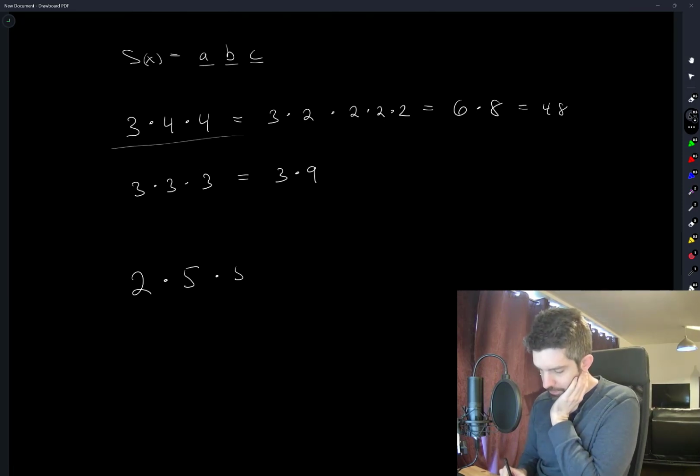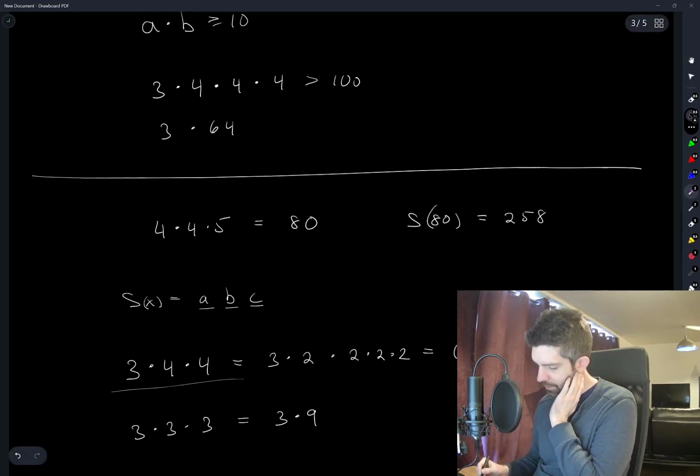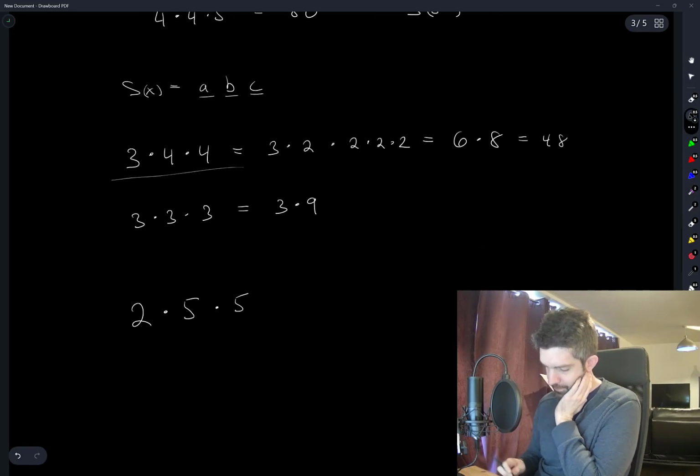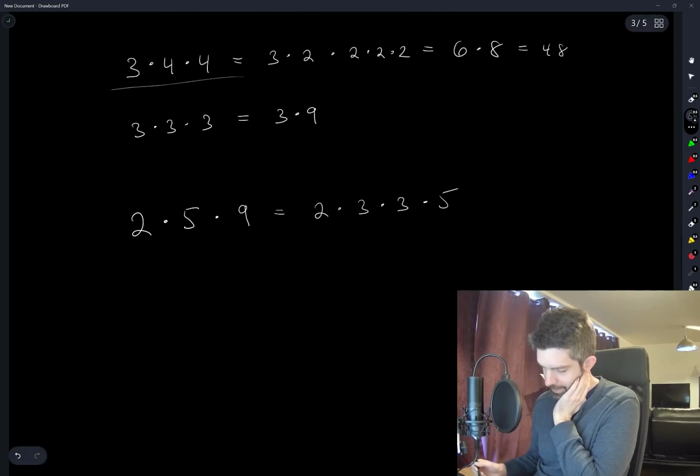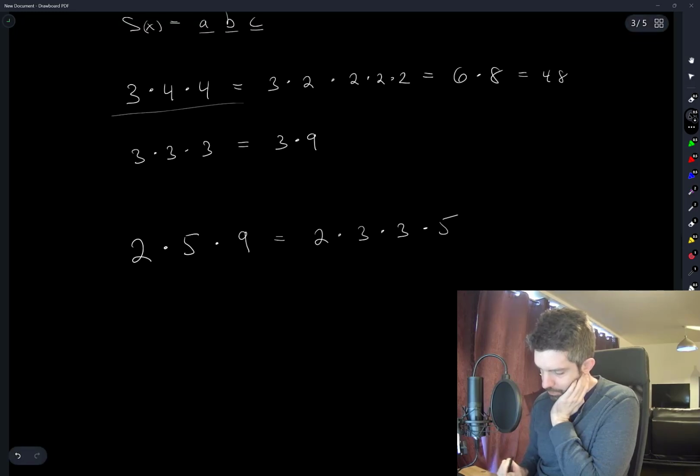What is 2 times 5? Well, I've already got 258 as a potential candidate here. Would 259 work? 2 times 3 times 3 times 5. So in all the possible ways that I can arrange these, I think 259 will be the smallest arrangement of these, right?